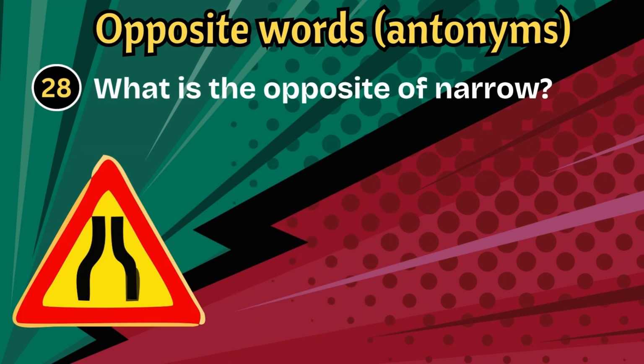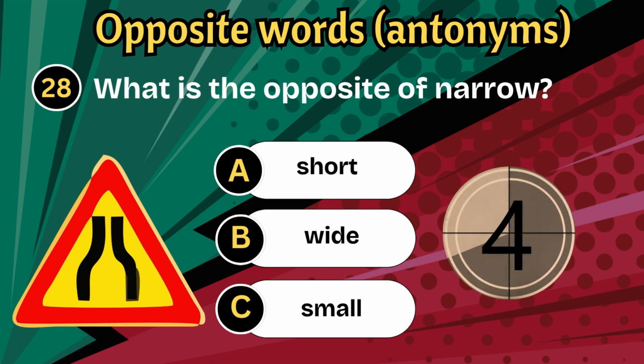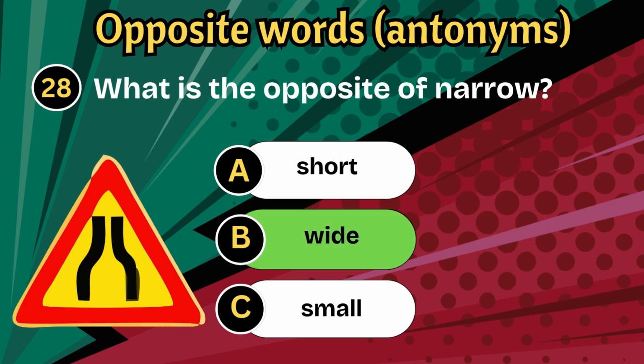What is the opposite of narrow? Let's see who guessed it right this time. The correct answer is wide. Narrow means not much space, but wide means having a lot of space from side to side. Keep trying.